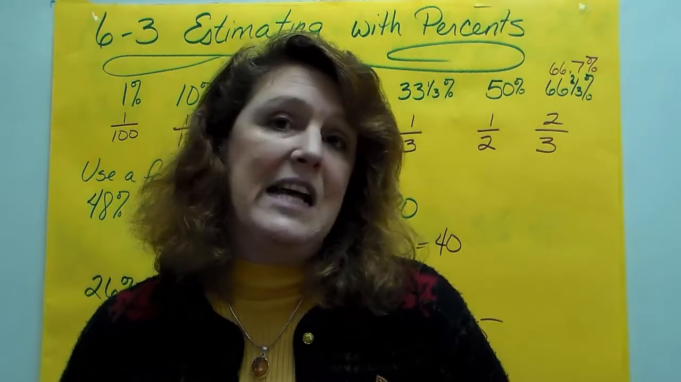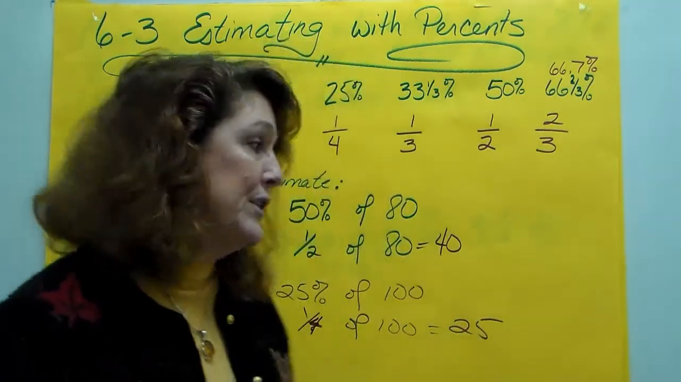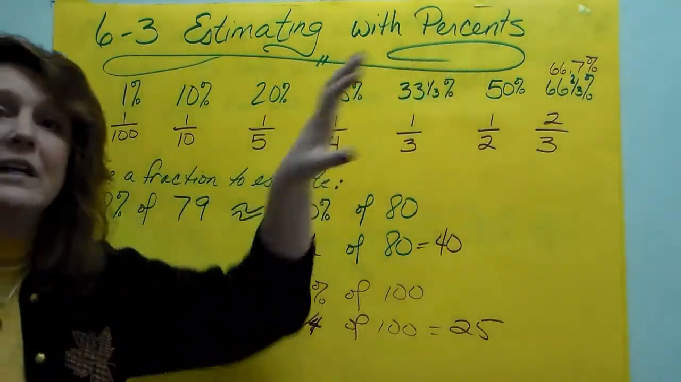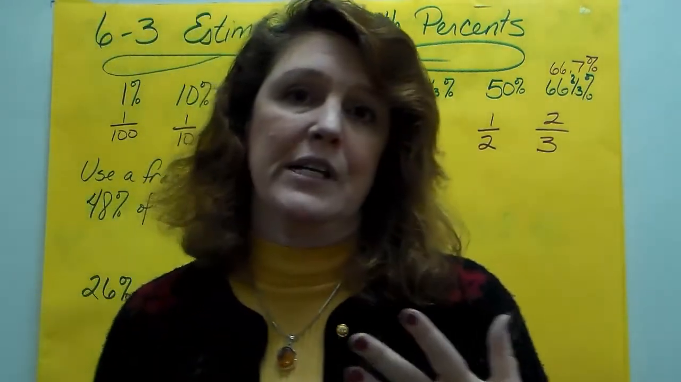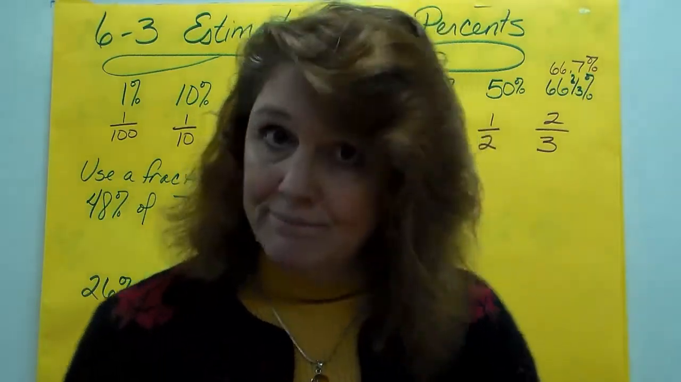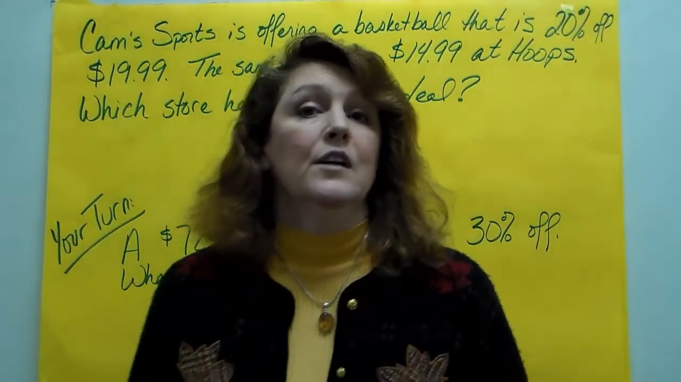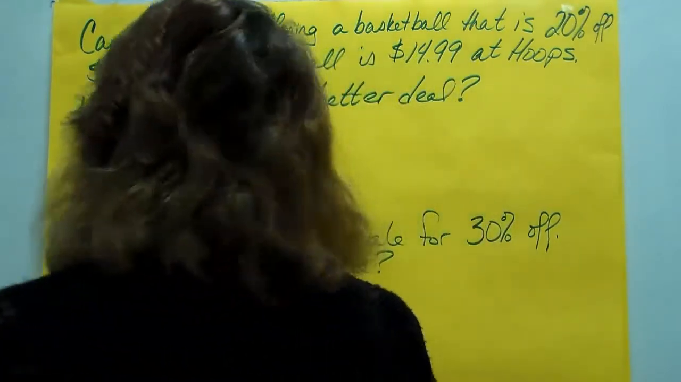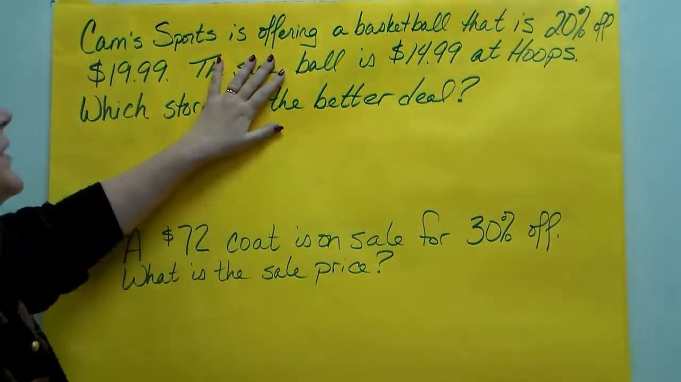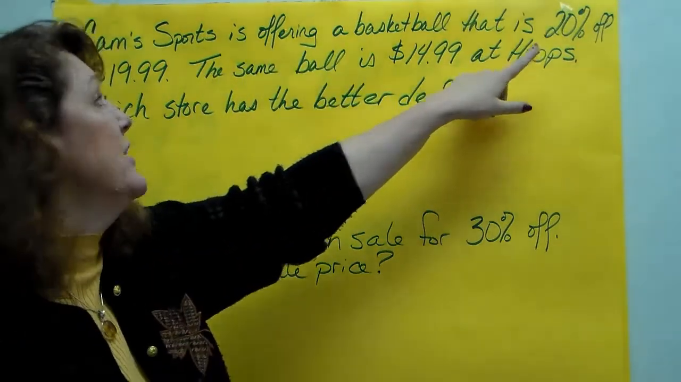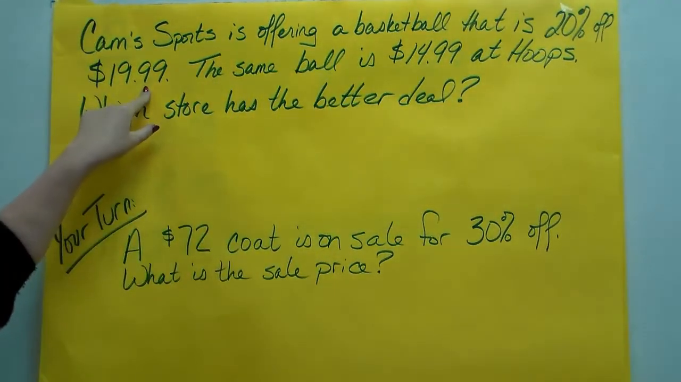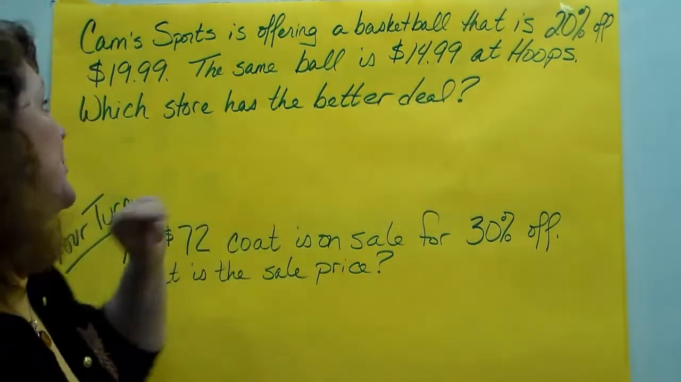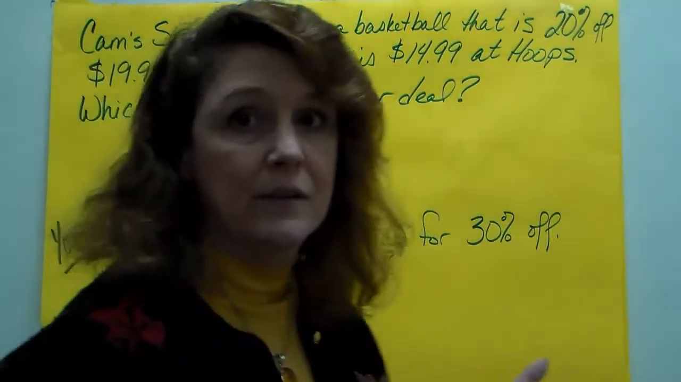So the first step in estimating percents is to figure out how you can work with the really easy fractions and percents so that they can work for you. So, how can you make this work in real life? Well, here's your average word problem. Cam Sports is offering a basketball that's 20% off of $19.99. That same basketball is $14.99 at Hoops. Which store has the better deal?